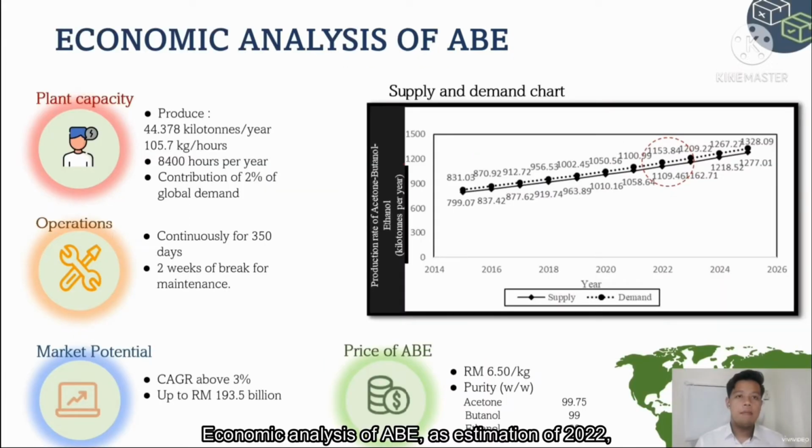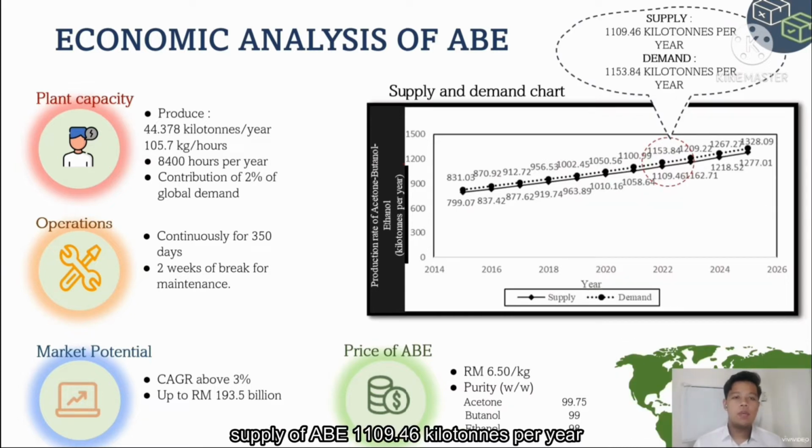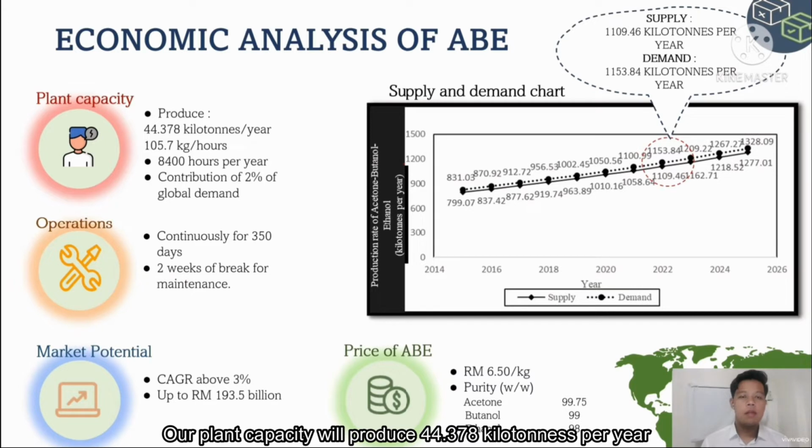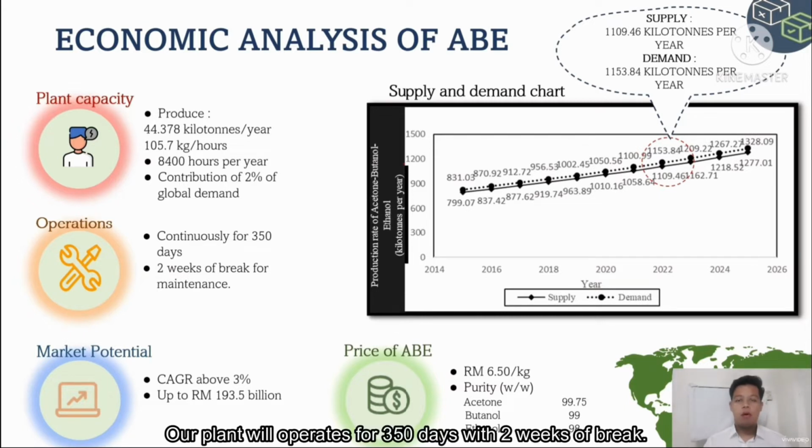Economic analysis of ABE. As estimated in 2022, supply of ABE is 1,109.46 kilotons per year and demand is 1,153.84 kilotons per year. Our plant capacity produces 44.378 kilotons per year, which is equal to 105.7 kg per hour. We decided to contribute 2% of global demand. Our plant will operate continuously for 350 days with 2 weeks of break.